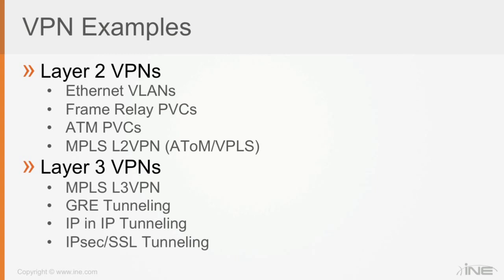Likewise, we have layer 3 VPNs, which means you're going to connect those two sites via a layer 3 connection. Some examples could be MPLS layer 3 VPNs, GRE tunneling, IP-in-IP tunneling, and of course IPsec and SSL tunneling, which are the kinds of connections that actually imply security.